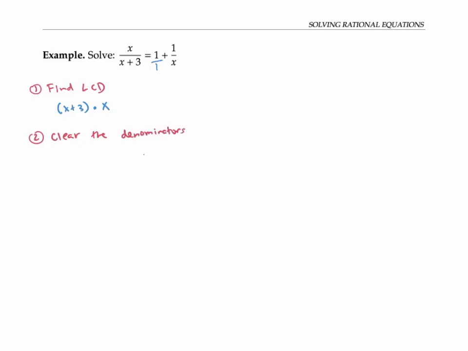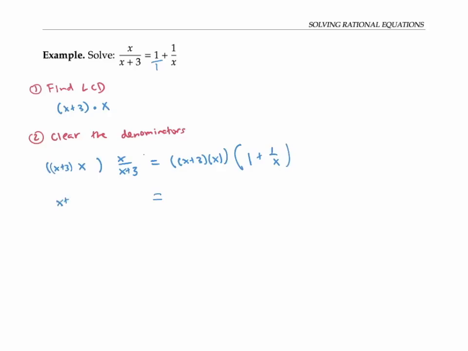By this, I mean that I multiply both sides of my equation by this least common denominator, x plus 3 times x. So I multiply it on the left side of the equation, and I multiply by the same thing on the right side of the equation. Since I'm doing the same thing to both sides of the equation, I don't change the value of the equation. Multiplying the least common denominator on both sides of the equation is equivalent to multiplying it by all three terms in the equation. I can see this when I multiply out.